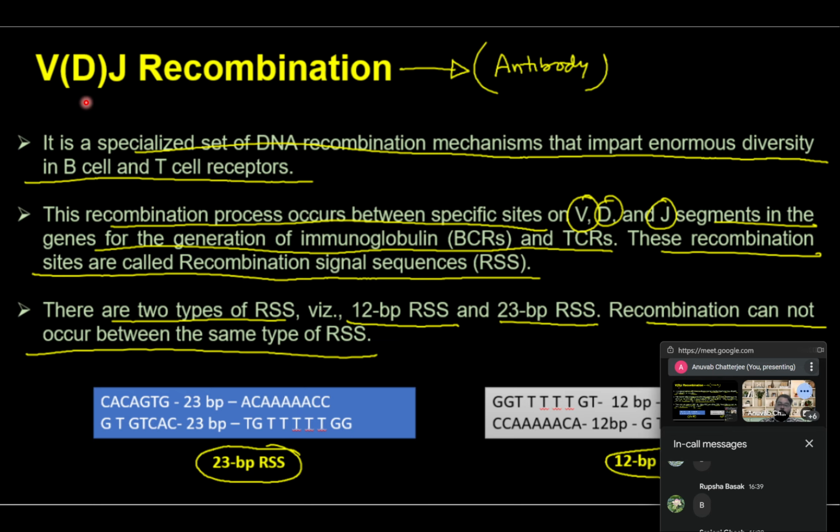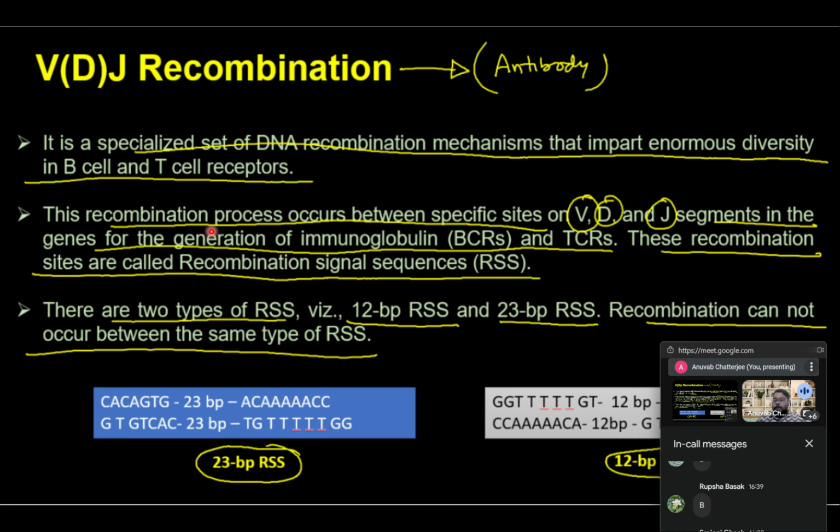recombination. It is a specialized set of DNA recombination mechanisms that impart enormous diversity to B cell and T cell receptors. There are like a billion varieties of bacteria and viruses out there. So how does the body recognize every one of them? This is because we can produce a similarly huge variety of antibodies that are produced via the VDJ recombination process that we will see.